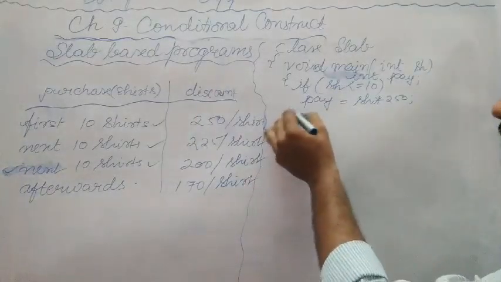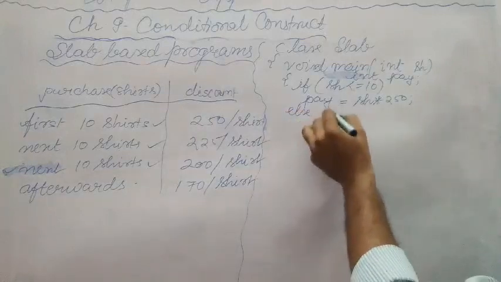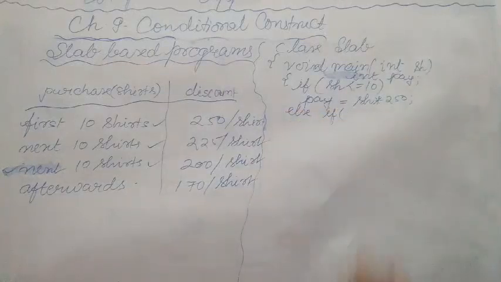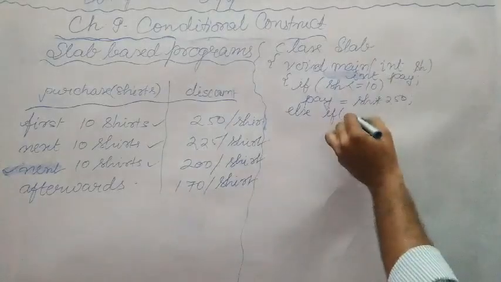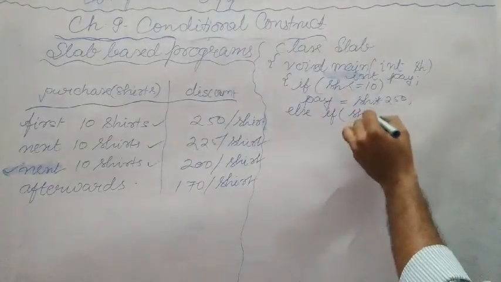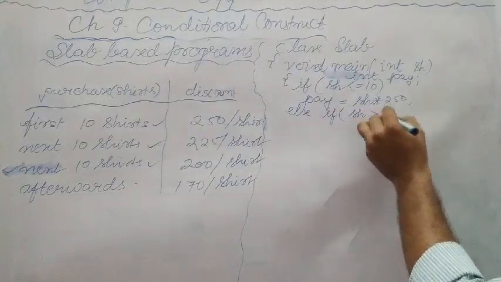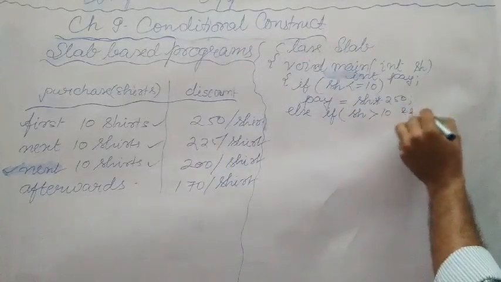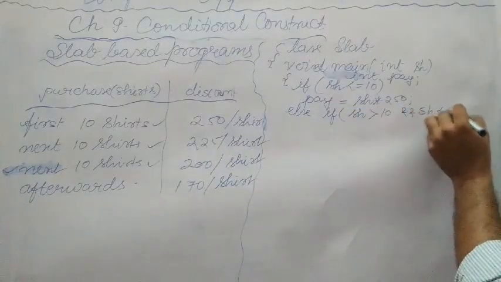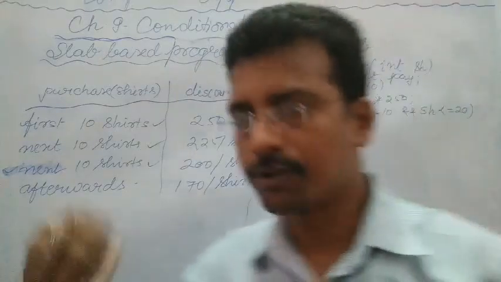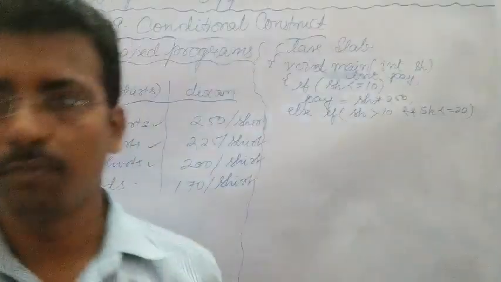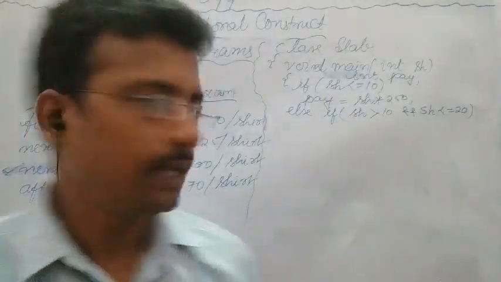If this does not happen, else if, so the second condition is checked. And it is said like that, if the shirts are greater than 10 and shirts are up to 20, means the number of shirts is more than 10. Up from where more than 10 came? I have not written it in this condition.